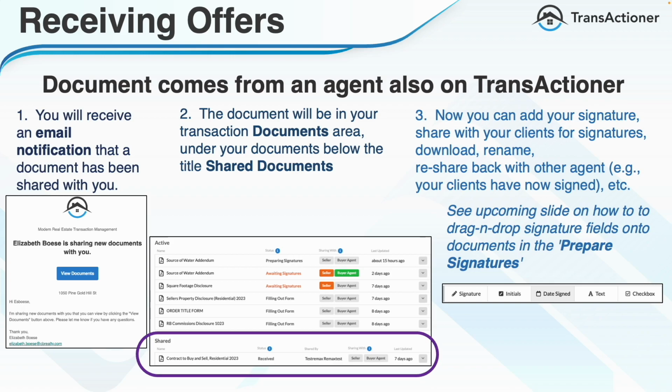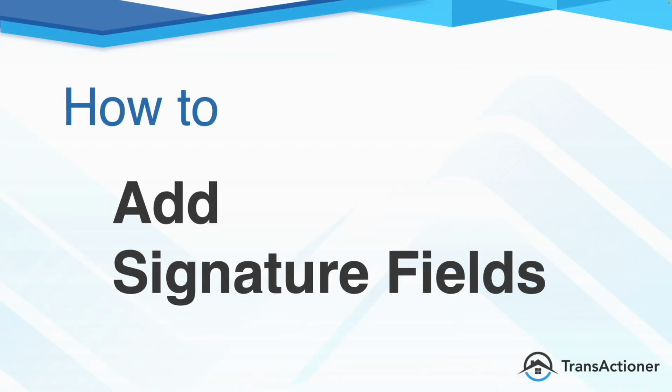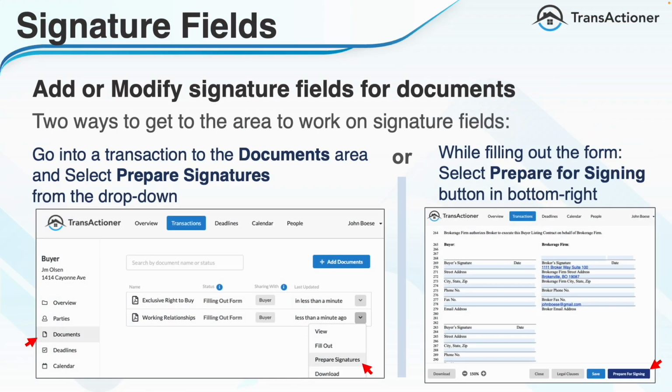Now the agent can add their signature, share with their clients for signatures, download, rename, reshare back to the other agent, etc. How to add signature fields: add or modify signature fields for documents. This is important when you upload your own documents or documents received from other agents who are using different platforms, and you need to add the signature fields for the clients.